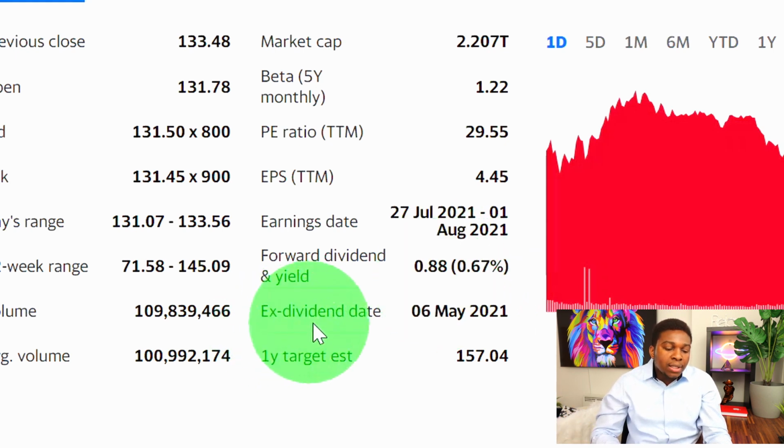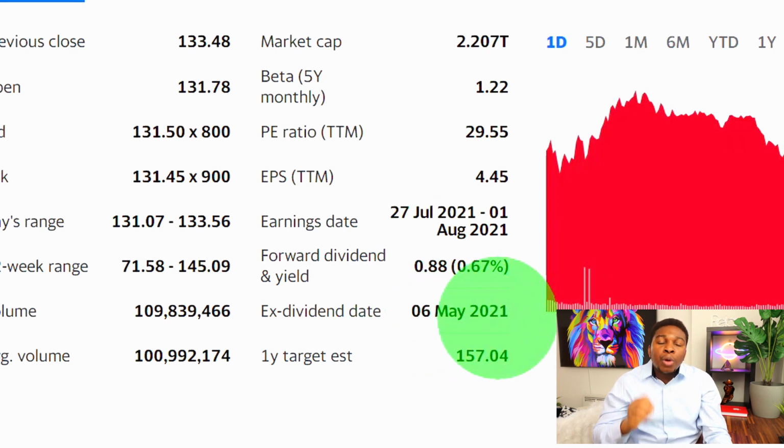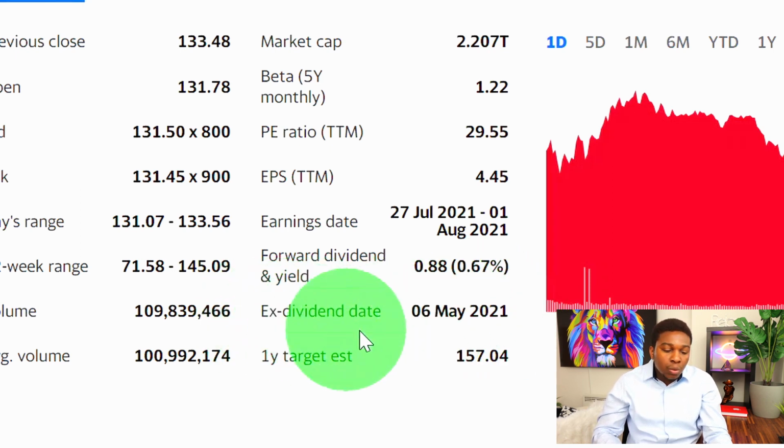So we have the ex-dividend date. Now, ex-dividend date simply means that the people that will be paid this dividend are people that have bought their shares on or before the 6th of May 2021. So if you've not bought your Apple share on or before the ex-dividend date, which is the 6th of May 2021, you will not get a dividend.